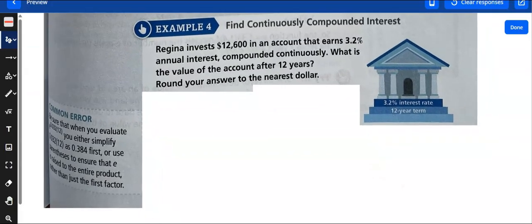Regina invests $12,600 in an account that earns 3.2% annual interest, compounded continuously. There's our phrase. So now we know we're using the PERT formula. What's the principal? What's the starting amount? What goes in the first part of the equation? We already know that A is over there. We're trying to figure that out. How much are we starting with?